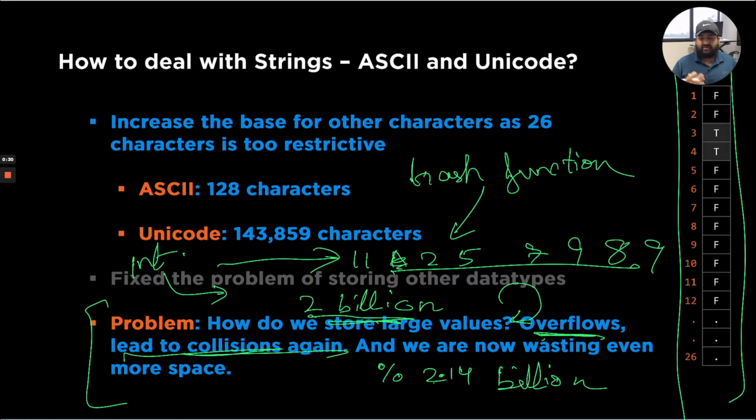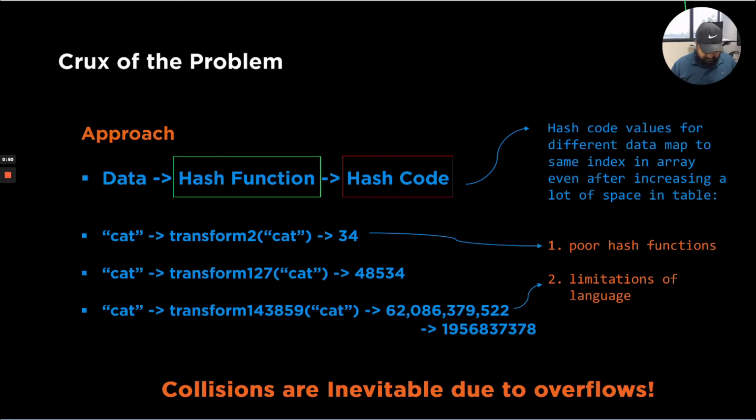Because of the nature of how programming languages are constructed, integers hold a finite value. What happens is we get all these overflows. They are not errors, but we have this wrapping of these numbers, which again leads to collisions.